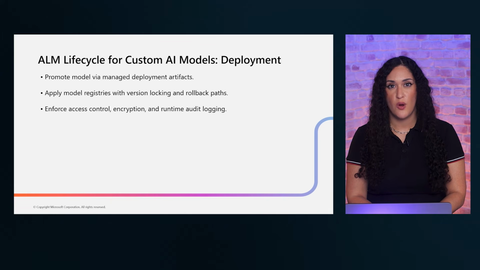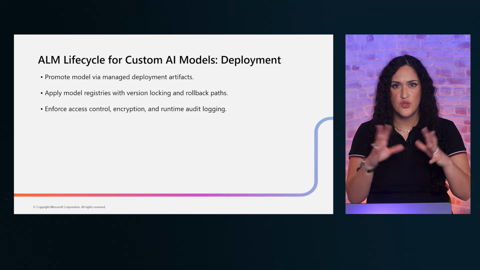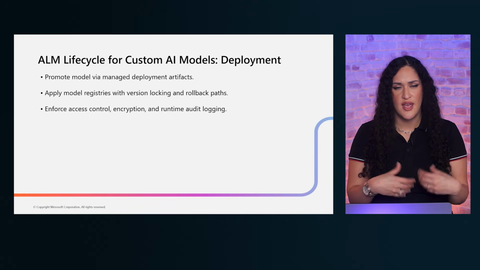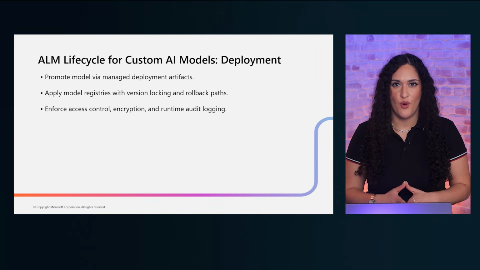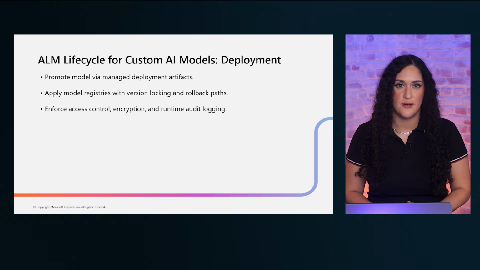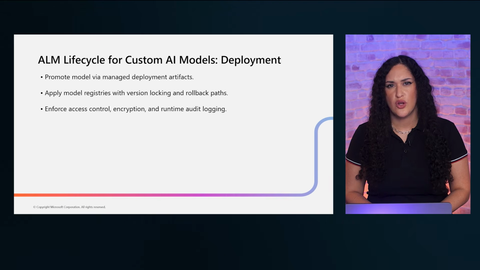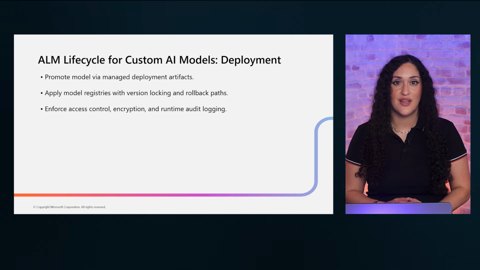Deployment means promoting your model through managed deployment artifacts. Use model registries that support version locking and rollback paths so you can always revert to a known good version if something goes wrong. Enforce access control, encryption, and runtime audit logging to maintain security and compliance throughout production operations. Your best practice is to make every deployment reversible. If you cannot roll back a model deployment within minutes, your deployment process needs improvement. Speed of rollback directly determines the blast radius of any production issue.